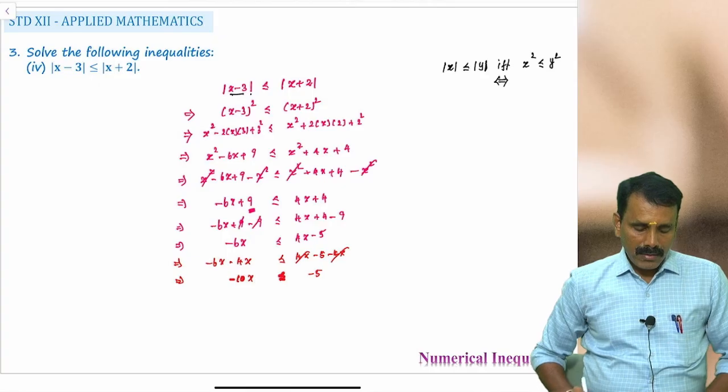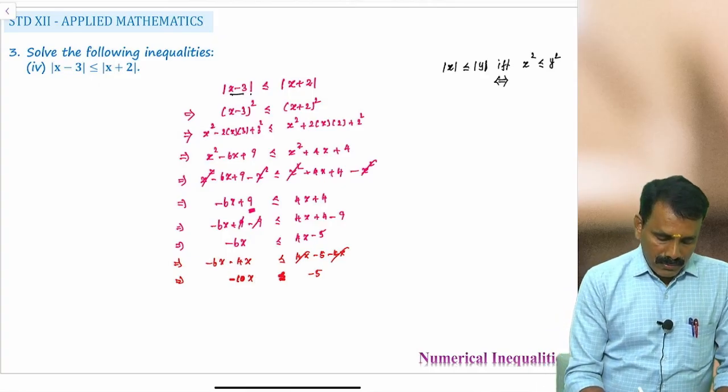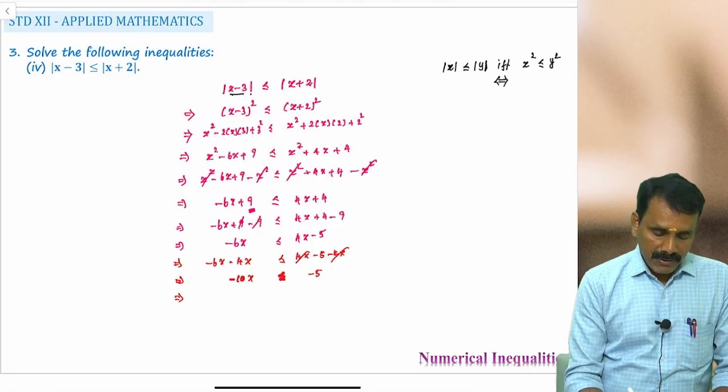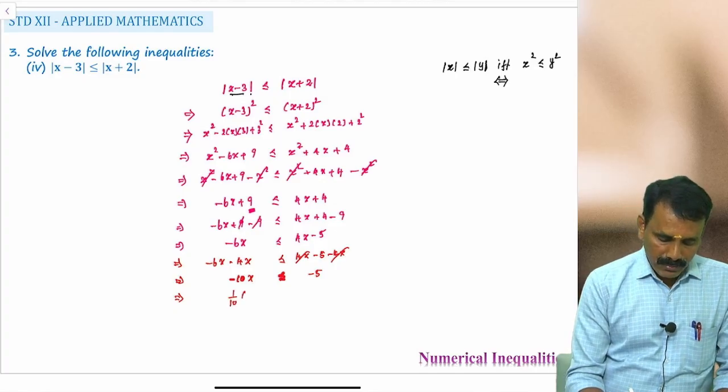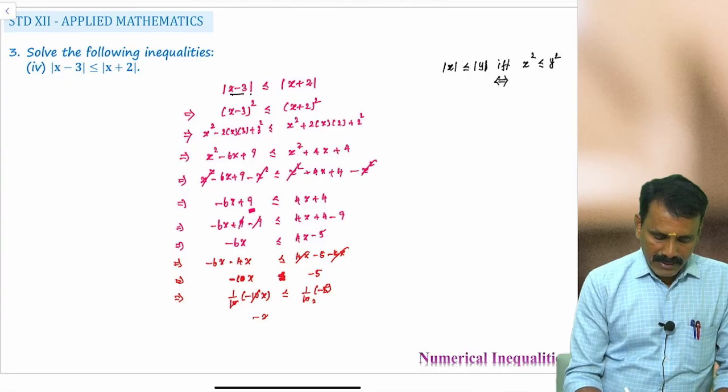Now, we divide by 10, that is we multiply by the multiplicative inverse of 10, that is 1 by 10 into minus 10x less than or equal to 1 by 10 into minus 5. So 10 cancels, here 1 5 is 5, 2 5s are 10. So minus x is less than or equal to minus 1 by 2.